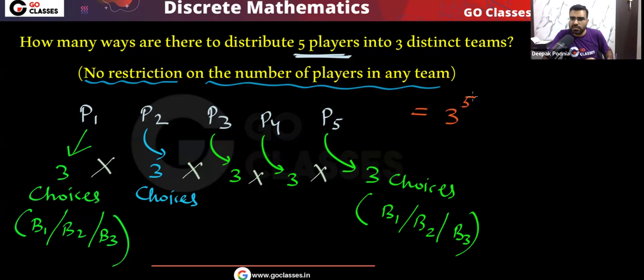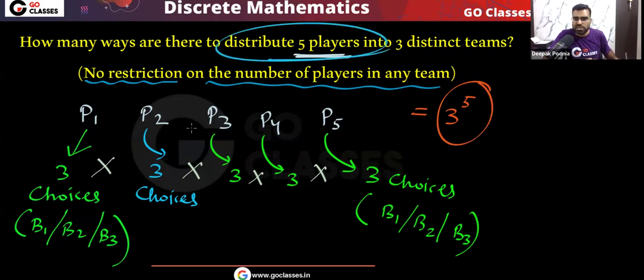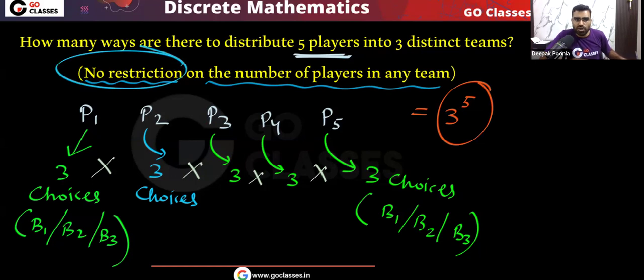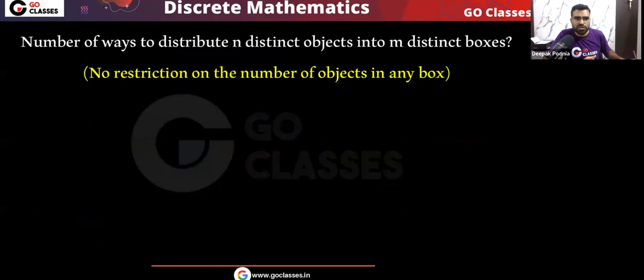So this is another type of question on the DODB template. This is a DODB template because the objects are different and the boxes are different. But here there is no restriction. We do not have any restriction on how many objects we can put in each box. So in this type of question, you can simply apply the product rule and you can get the answer. I hope you understood. Let's solve this question.